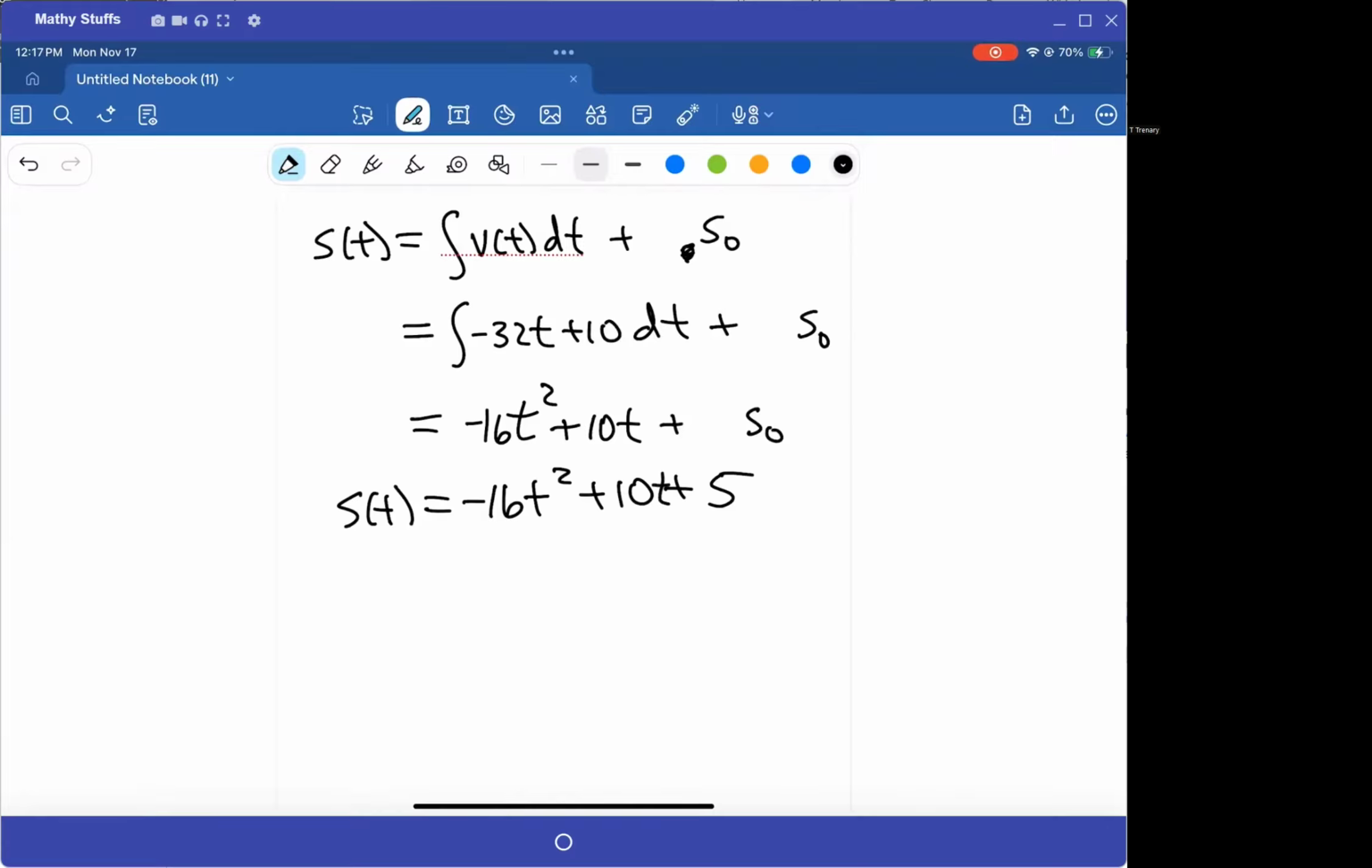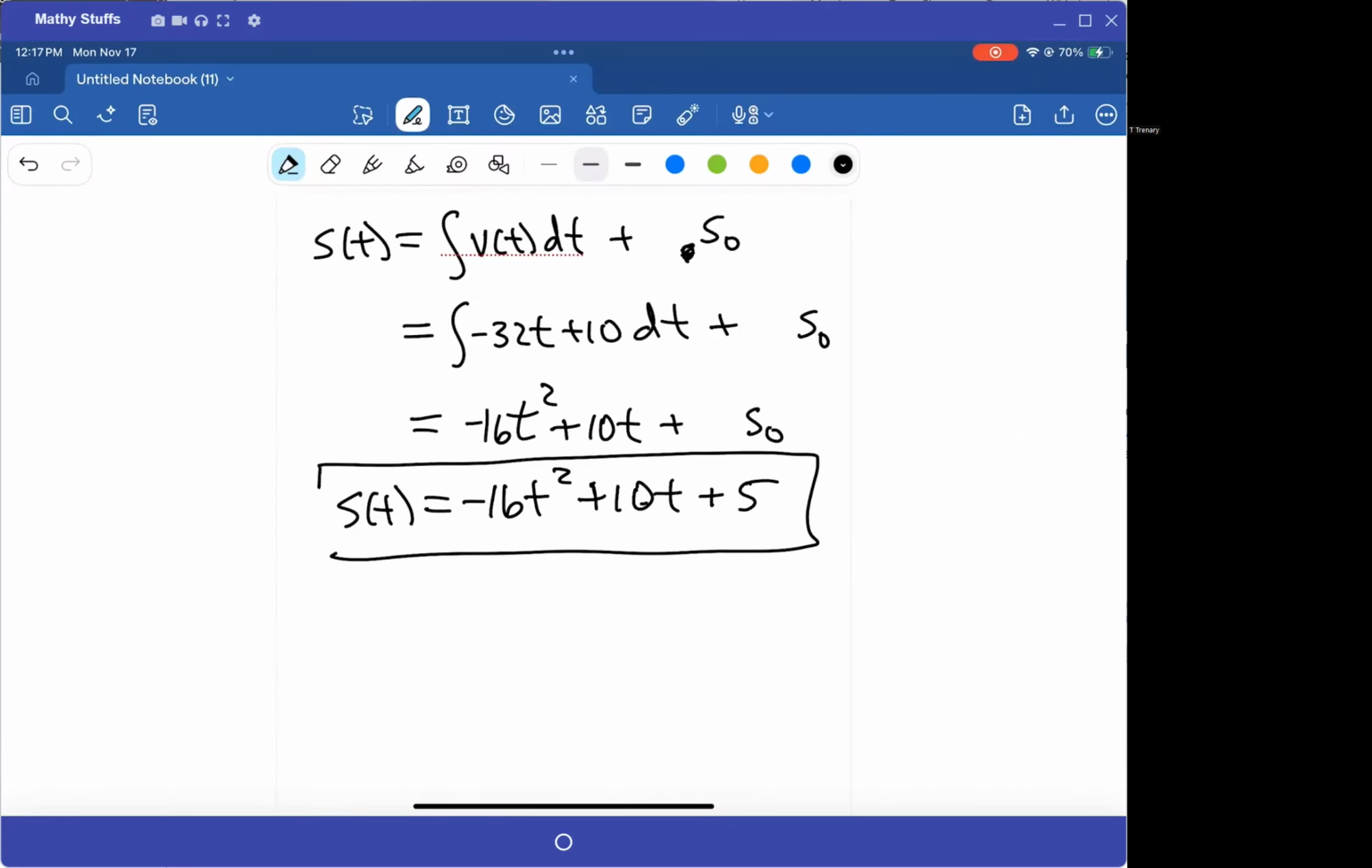It's pretty sloppy. I'm going to rewrite that just a little bit. I don't like it. So plus 10t plus 5. So now we've got our position function, and we can answer all sorts of questions.